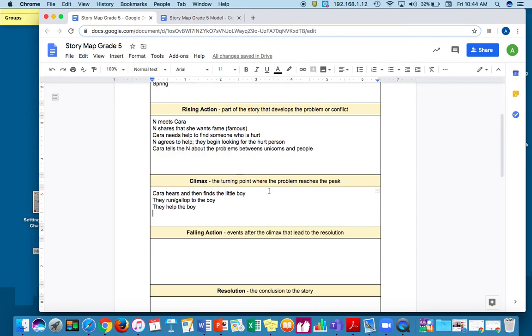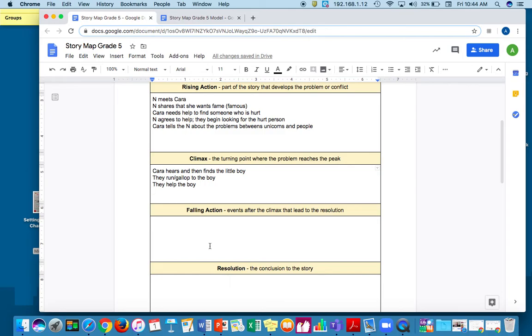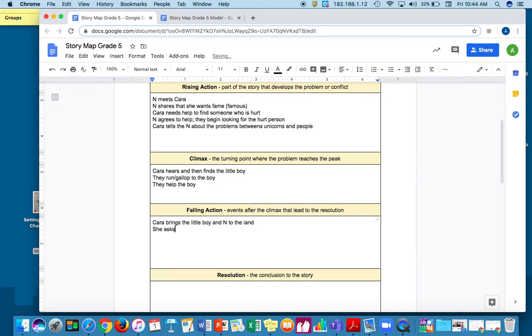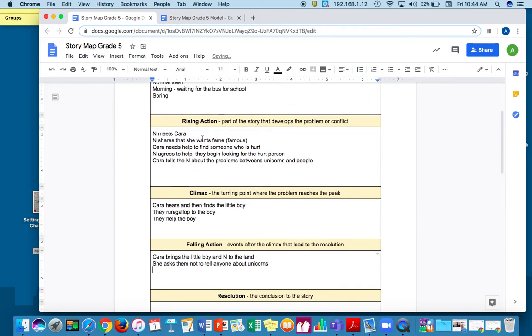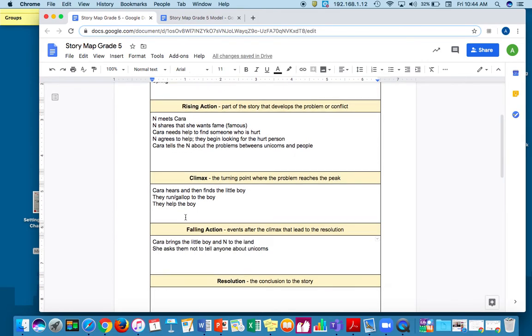The falling action happens after the climax, and it leads to our conclusion. So these two things might seem similar, but they're actually a little bit different. The falling action would be something as simple as Kara brings the little boy and the narrator to the land, and she asks them not to tell anyone about unicorns. Not as many things as the rising action or even our climax.